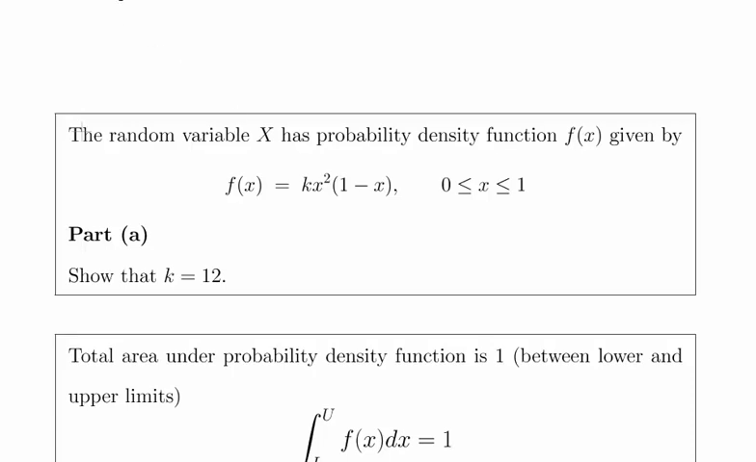In this presentation, we're going to look at continuous random variables. Now, there's a couple of new things in this that we're going to look at. The random variable x has PDF, probability density function f of x, given by the following expression here.